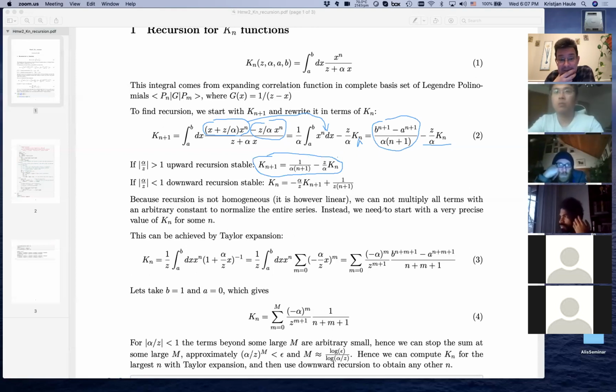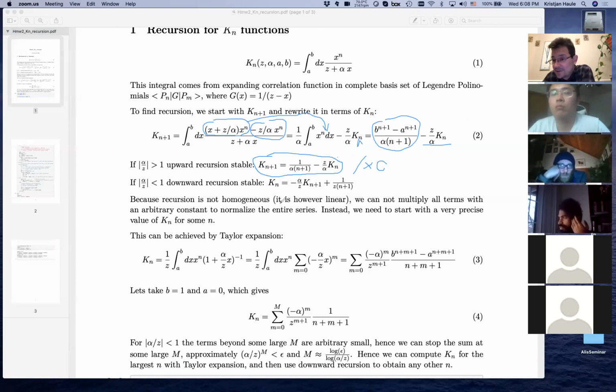Okay, so the problem here, you see that this is just the first order recursive relation. So from Kn, we can calculate Kn plus 1. The issue is that this is not homogeneous. So I cannot multiply the entire series with a constant c, for example. If I do that, this wouldn't work, isn't it?